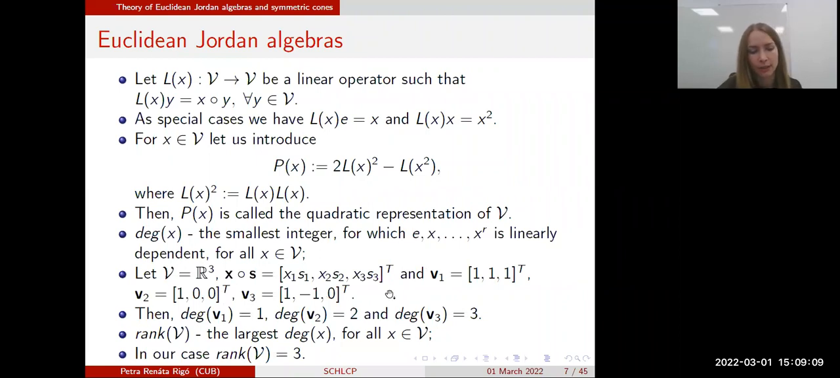If it is R to the power of 3, then this will be the component-wise product or Hadamard product. And if we take, for instance, these 3 elements, then the degree of v1 is 1, the degree of v2 is 2, and the degree of v3 is 3. And of course, the rank of V will be the largest degree for all x from V. So in this case, it will be 3.